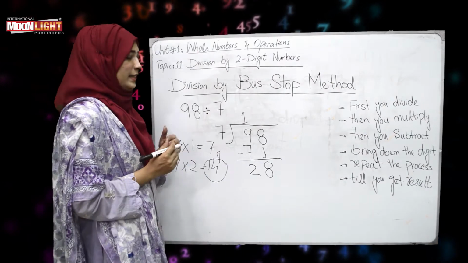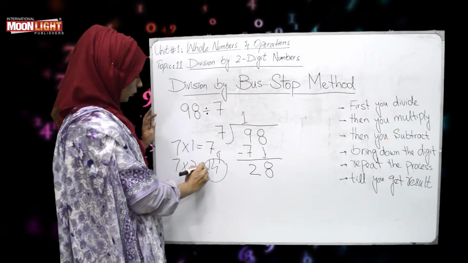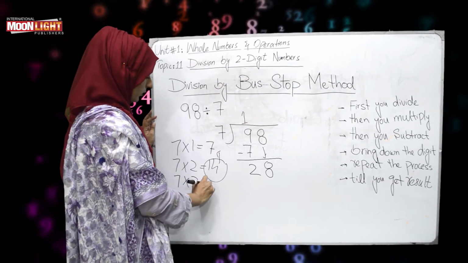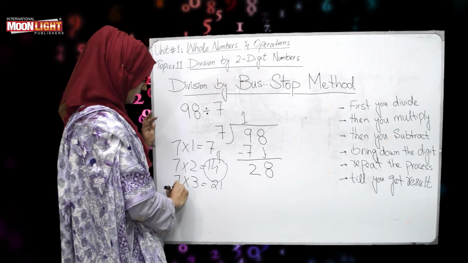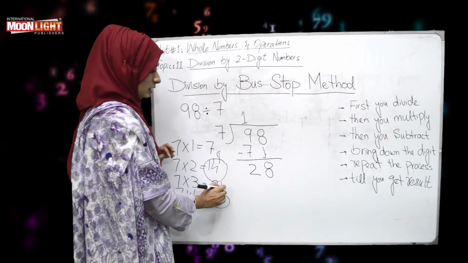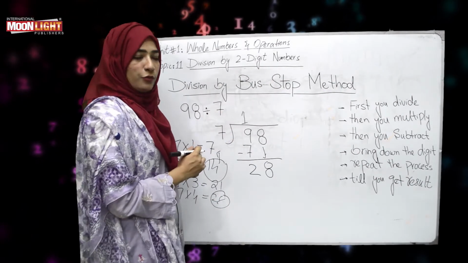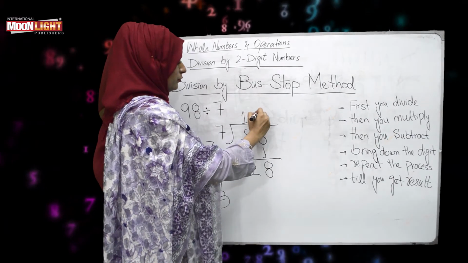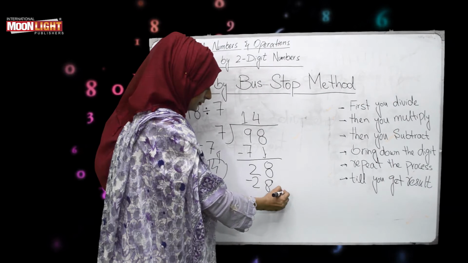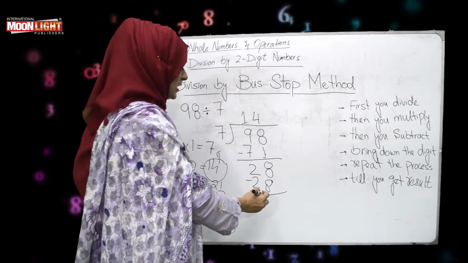Now read the table. 7 2s are 14, as we know that. 7 3 times is equal to 21. 7 4 times is equal to 28. So we will go with 7 4 times. 7 4 times will give us 28. By subtracting, we get nothing.